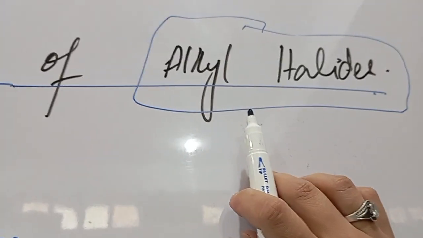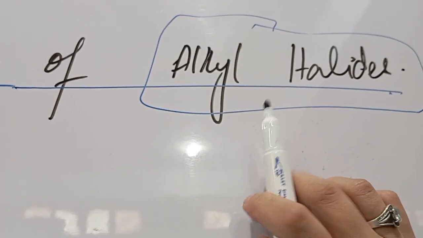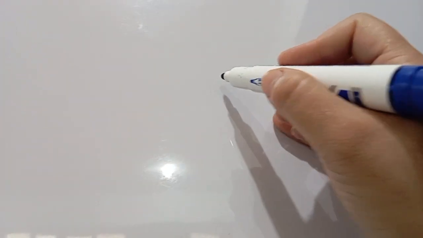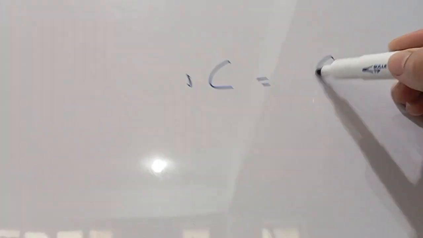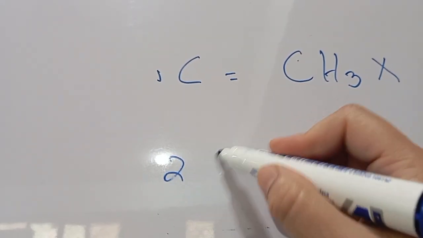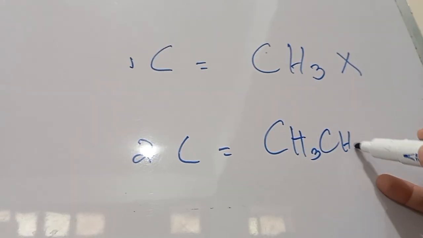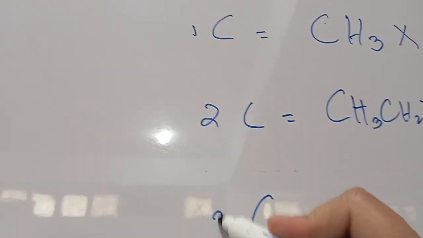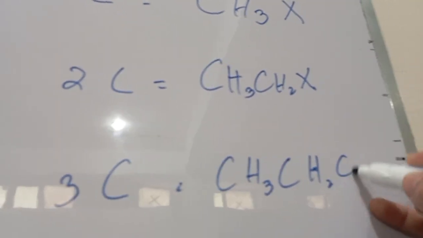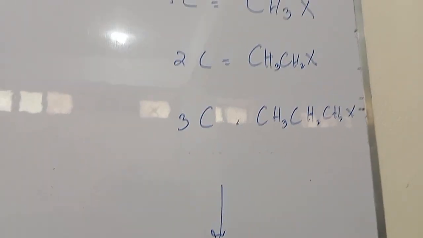So for this we have to look at what kind of alkyl halides we are going to use today. For example, if I talk about the alkyl halide having carbon number 1, CH3X, where X refers to any halogen, and carbon number 2, CH3CH2X, carbon number 3, CH3CH2CH2X. What type of alkyl halide do we have to use here?